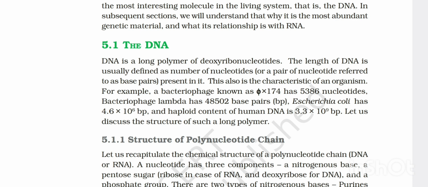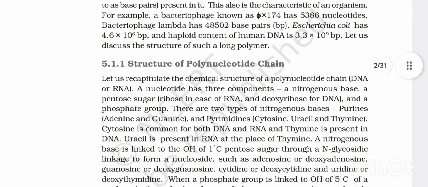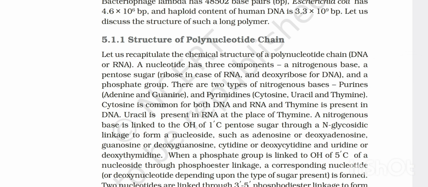For example, the bacteriophage known as phi X 174 has 5386 nucleotides, but the bacteriophage lambda virus has 48,502 base pairs. So it varies. The number of nucleotides varies from organism to organism, species to species, or genus to genus. So what is the structure of a polynucleotide chain? Let us recapitulate the chemical structure of a polynucleotide chain.